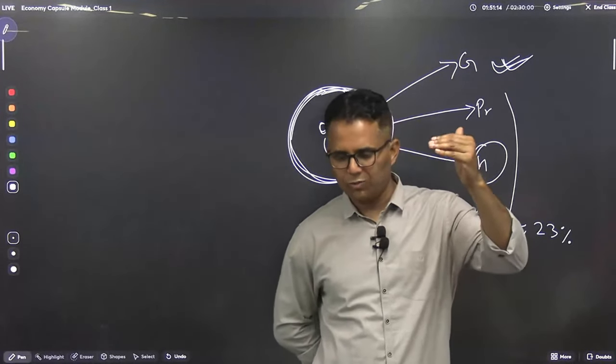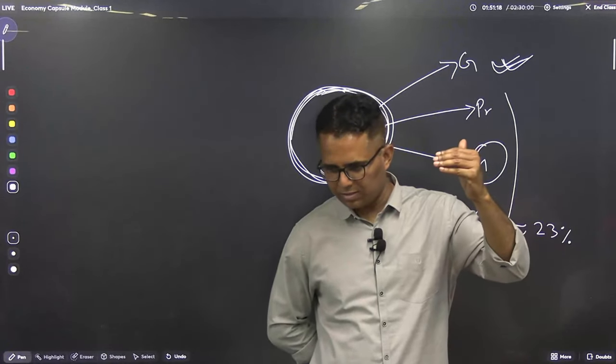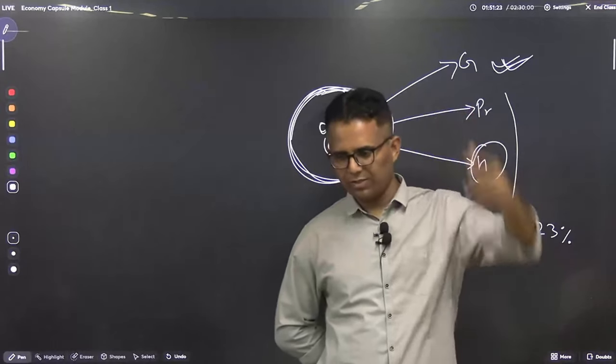When my salary increased to 1 crore, I reduced my consumption to 30%. But absolute consumption is 30 lakh. My savings increased to 70%.